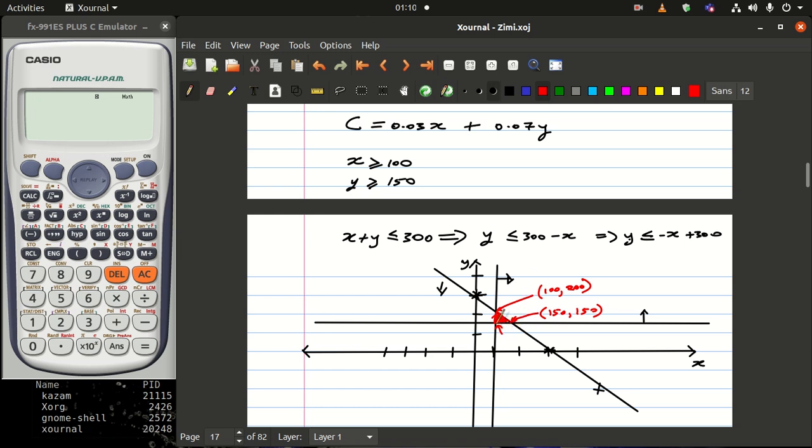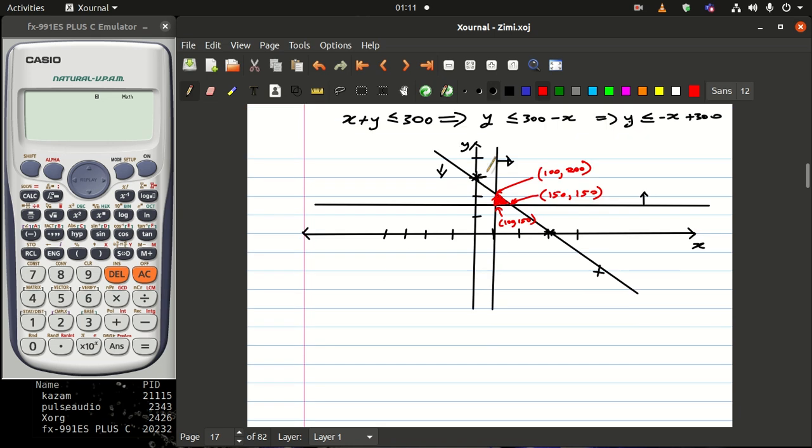And then when we go to this one here, our x is going to be 100 and y is going to be a 150. That is what is important. So you plug these values in the cost, and the value that is smallest is going to be the minimum.